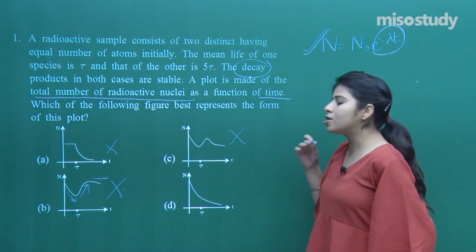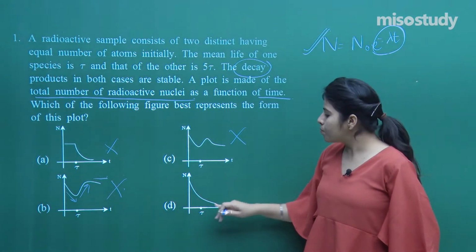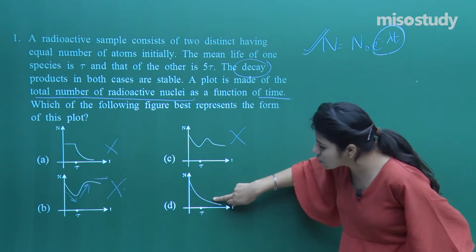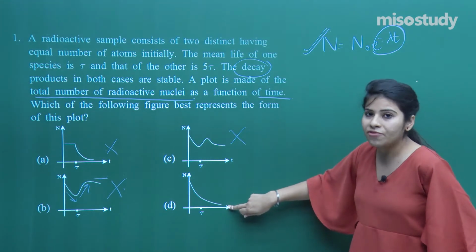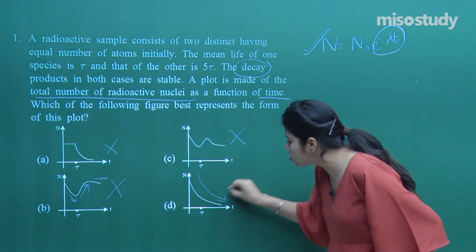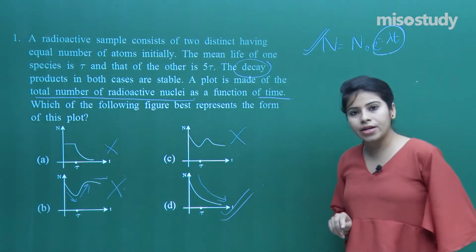As you can see, only one option is left, but we are going to verify this also. You can see that N is decreasing as time increases. So this is definitely the case, that means it is just decreasing exponentially. That means this must be the correct graph.